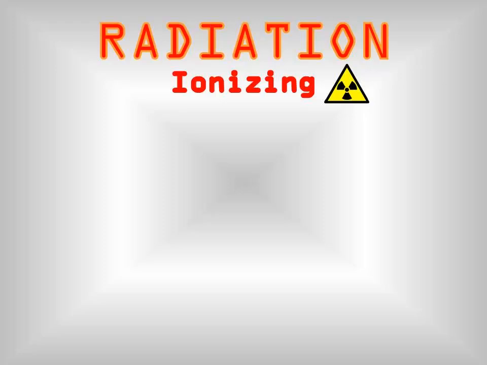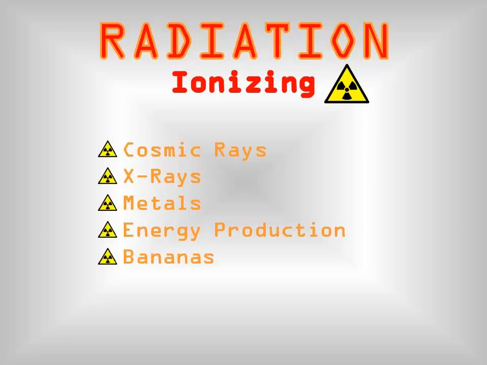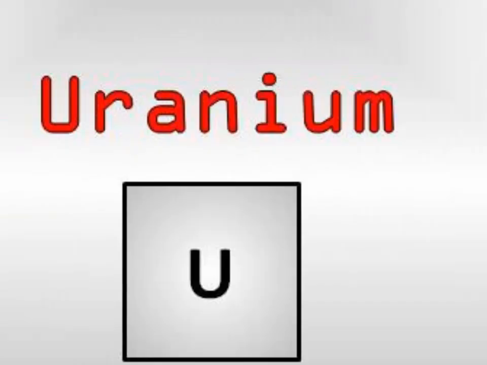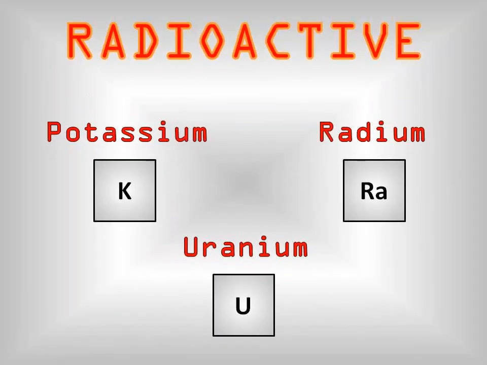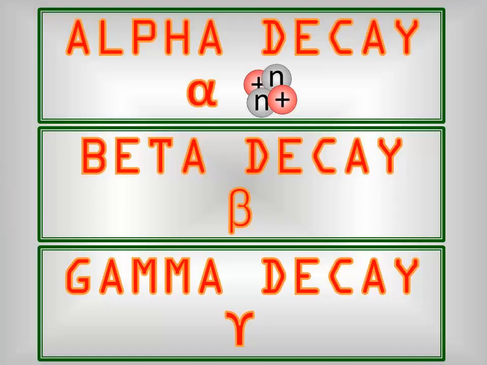Similarly, ionizing radiation is all around us as well and comes from sources such as cosmic rays, X-rays, metals, energy production, and bananas. Some nuclei spontaneously emit radiation, and these are therefore labeled as radioactive. Some examples of a radioactive element are potassium, radium, and uranium. These elements emit some familiar forms of radiation: alpha particles, beta particles, gamma rays, and X-rays. X-rays are very similar to gamma rays, but they don't come from the nucleus, so we're not going to look into it in this video.